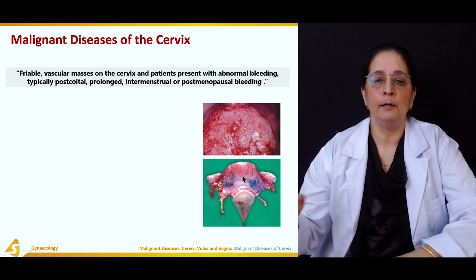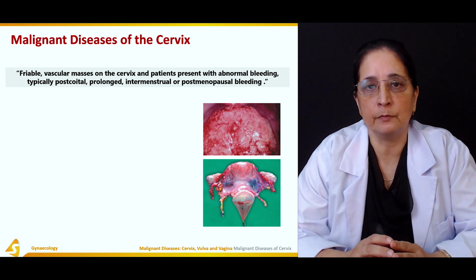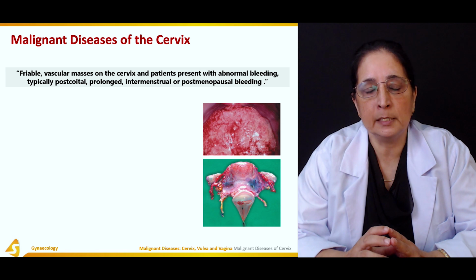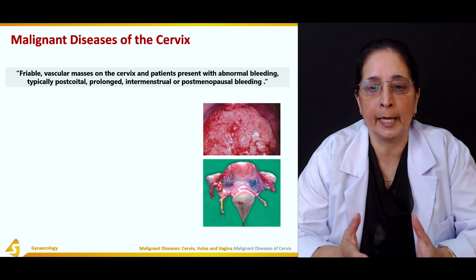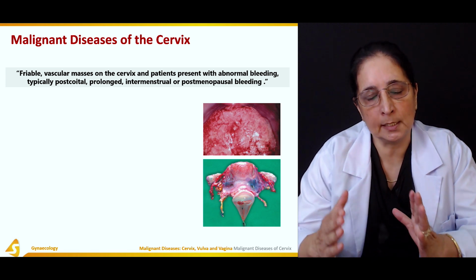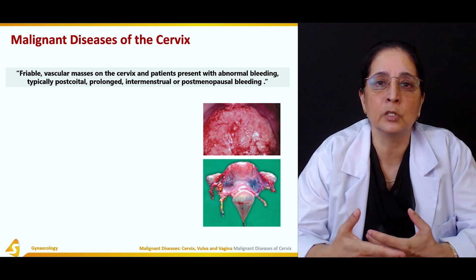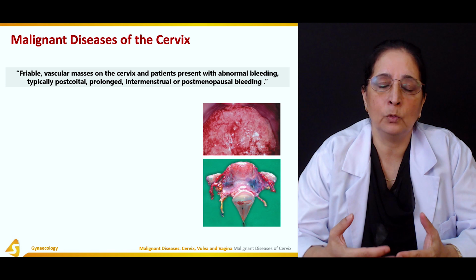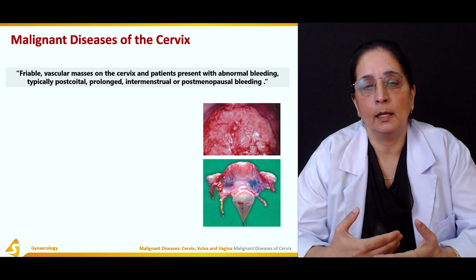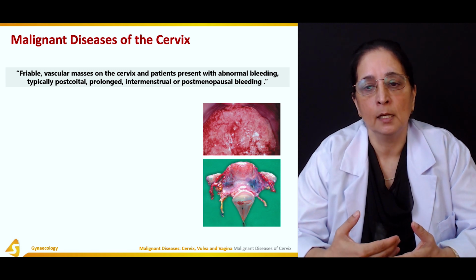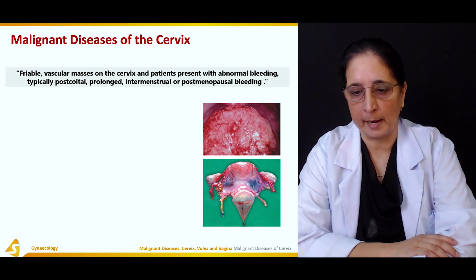So it's a friable vascular mass on the cervix, and the patient usually presents with abnormal bleeding. This bleeding can be postcoital, after intercourse, or intermenstrual, meaning in between the normal menstrual bleeding, or postmenopausal. Even if a patient who has reached menopause has bleeding, they might have cervical carcinoma. So it's a friable vascular mass.